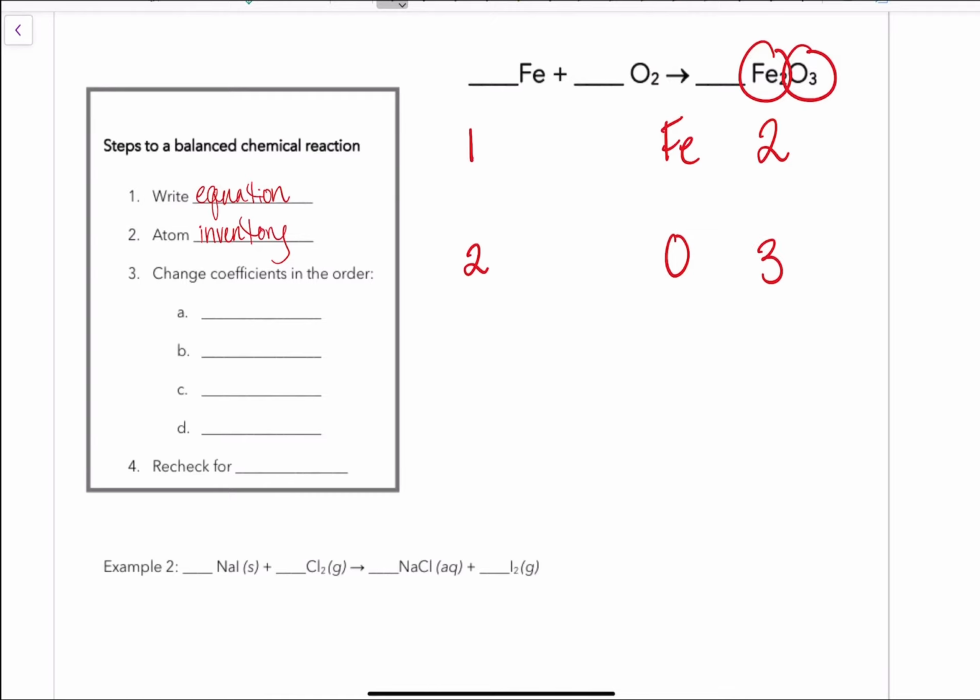Oxygen, there's 3. And that's our atom inventory. The next thing that we have to do is we're going to start changing the coefficients. So by changing these coefficients, we can change how many atoms of everything we have. Now notice, you can change the coefficients.